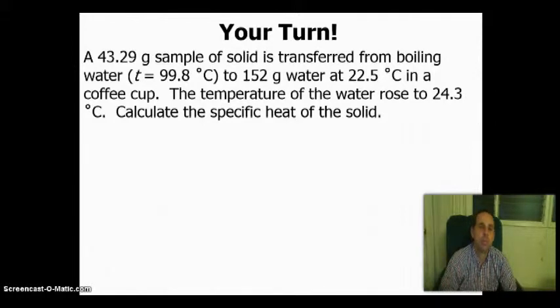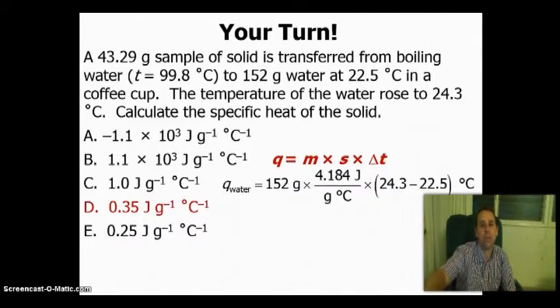This one is very similar to ones we did before. We have the mass of the sample. We transferred it from boiling water at 99.8 degrees Celsius to 152 grams of water at 22.5 degrees Celsius, and the temperature rose to 24.3 degrees Celsius. And we want to know the specific heat of the solid. Well, the temperature change of the water will be how much energy the solid lost, and from that we can identify the Q, energy in joules, for the solid that it lost, right? And from that we can relate that to the mass of solid that there is.